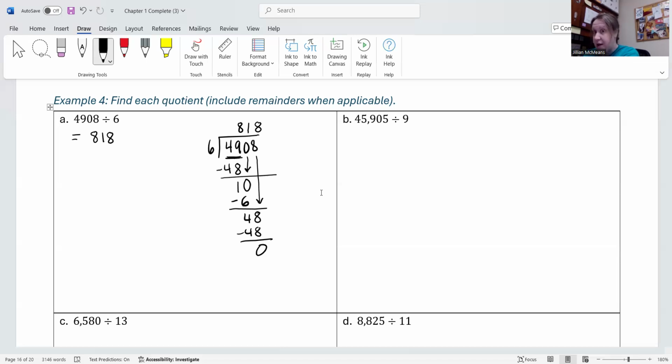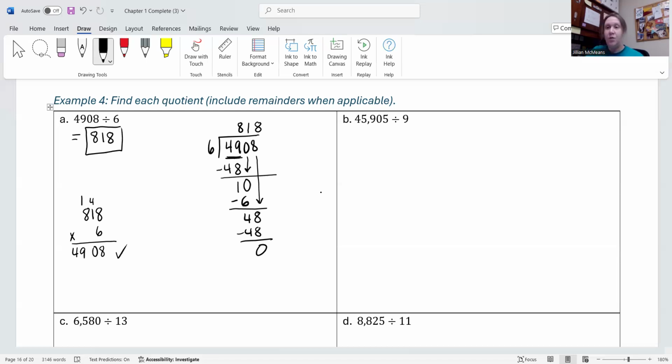Okay. Now we can check this with multiplication. You don't always have to check. Just know that you can. So I would take 818, my quotient, and multiply it by my divisor, which was 6. Well, 6 times 8 is 48, so I keep an 8. I carry a 4. 6 times 1 is 6, plus 4 is 10, so I keep a 0. I carry a 1. And then 6 times 8 is 48, plus the 1 I carried is 49. Since that's the last multiplication, I write out the full 49. So 4,908. Everything really does check out here.